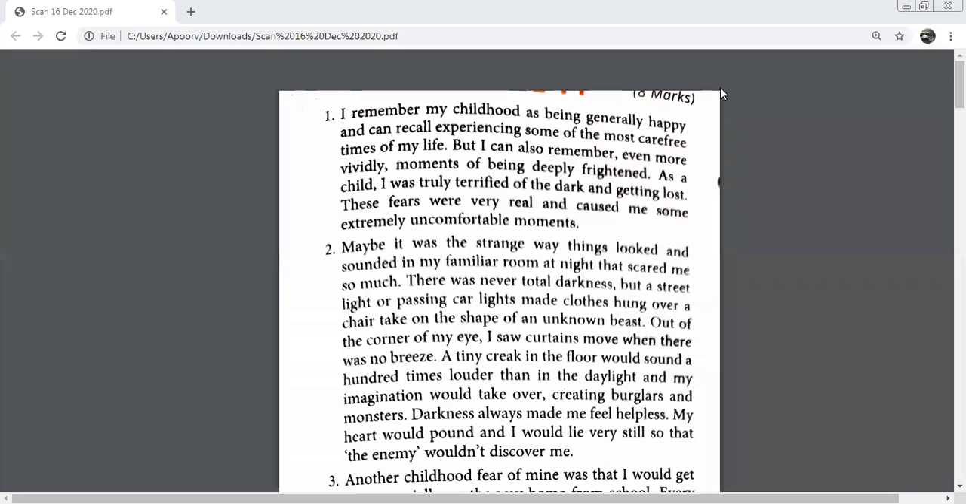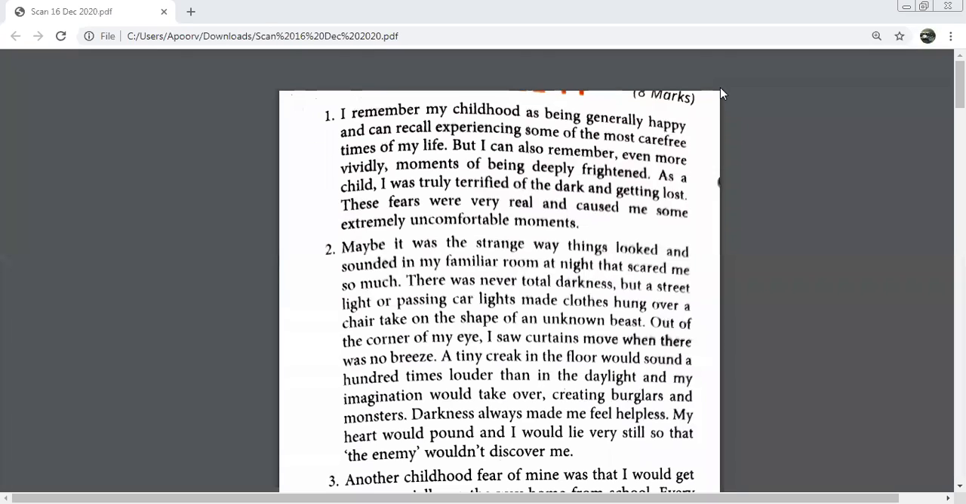Subheadings: golden days of childhood. Ma'am, subheadings: happy and carefree time. Number 2, frightened and terrified of dark and getting lost. Number 3, extremely uncomfortable moments. Okay. I want others also. What comes to your mind about subheadings?